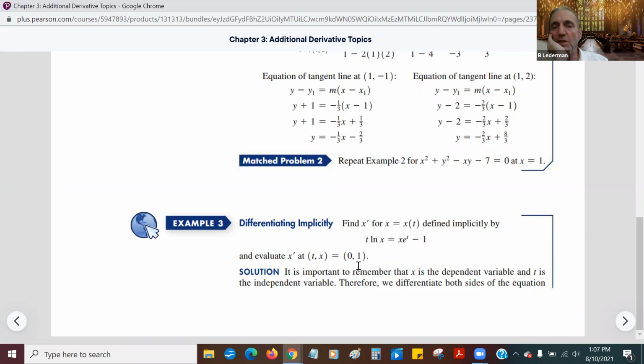So the first thing I always do is plug in 0, 1 and see if that's even a solution. When t equals 0, the left side is 0 times ln 1, and ln 1 is also 0, so that's 0. On the right side, x equals 1 and t equals 0, so that's 1 times e to the 0, which is 1 times 1, so it's 1. Minus 1 is also 0. Sometimes they'll say solve at this point, and then you check and the point's not even on the graph. So make sure the point satisfies the equation.